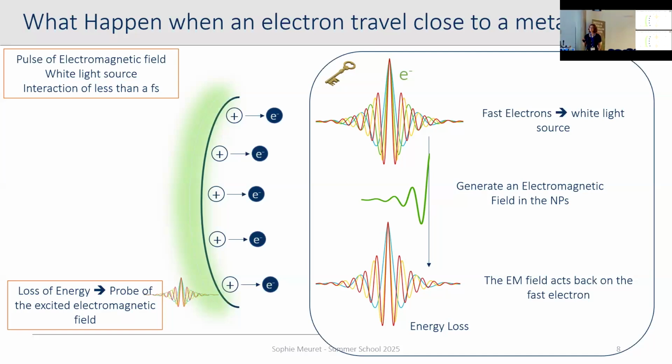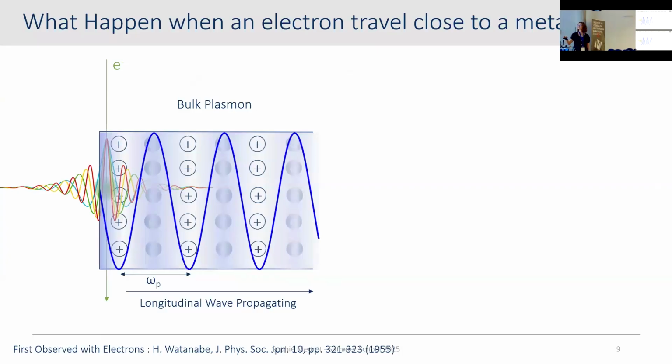Okay, if you're looking at a bulk material, what's going to happen is that you're going to polarize the electrons of the valence band of your metallic particle, and you're going to launch a longitudinal wave because you're going to compress the electrons in this direction. It's going to oscillate like this. So it's similar to a sound wave. And because it's similar to a sound wave and it's longitudinal, you have no coupling to the light field. So it's not creating any light.